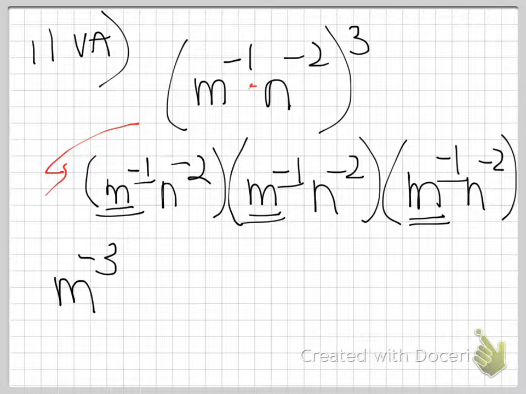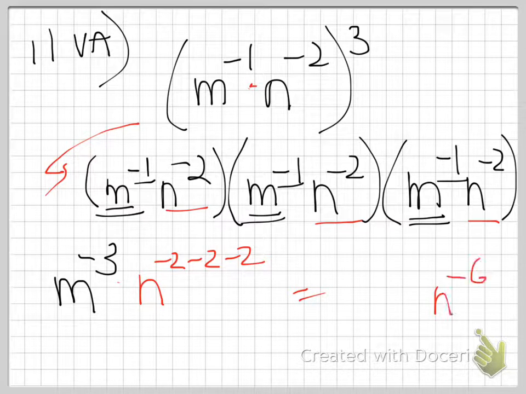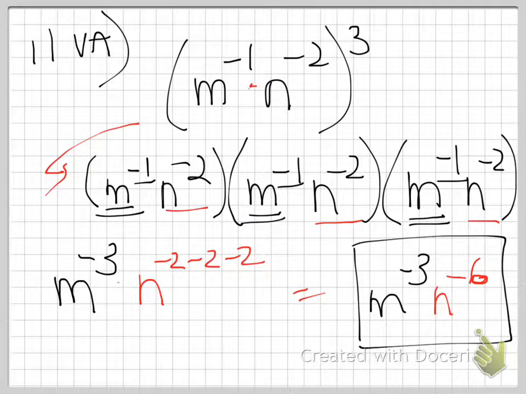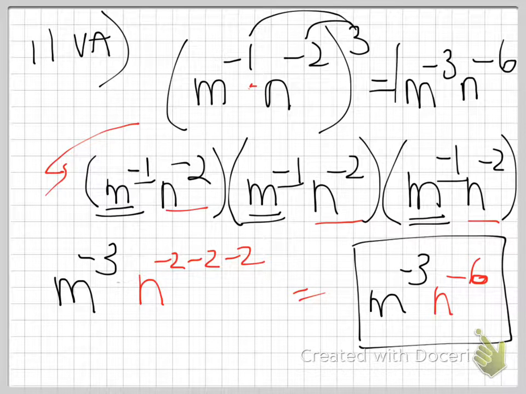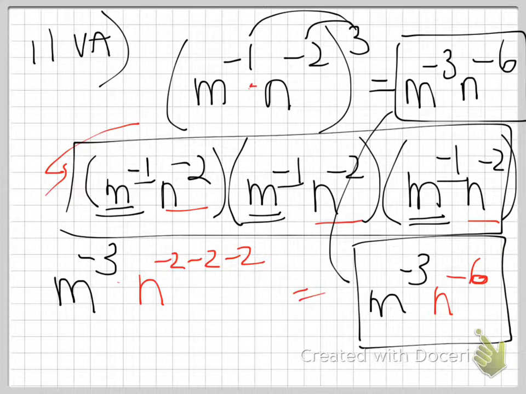And what about my n's? Negative 2, negative 2, negative 2. So now I have n to the, what's negative 2 minus 2 minus 2? That's n to the negative 6, isn't it? Okay. So now I have this as my final answer. If you think about it, I definitely could have just distributed that 3 and done m to the negative 3, n to the negative 6, but I want you to know why. It's because of this. So there's your final answer.